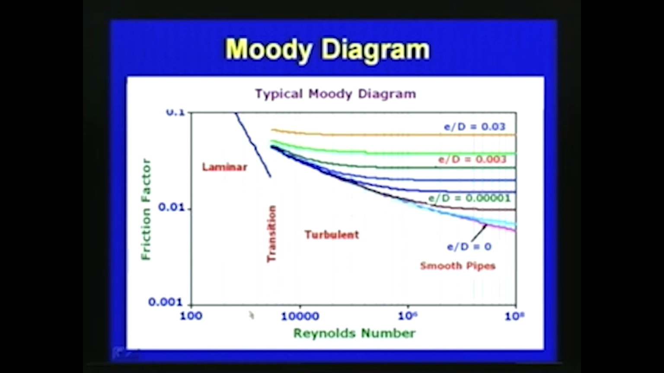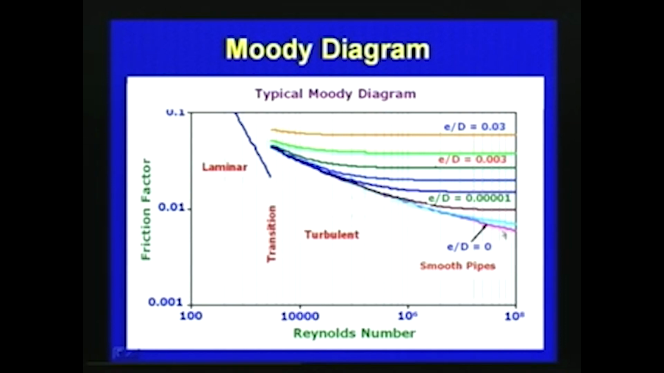Here on the x axis the Reynolds number is represented, and on this axis the friction factor is given, and here the curves are given for various E by D ratios, where E is the roughness height, the relative roughness E by D, D is the diameter, E by D equal to 0.03, like that for various values. For various roughness or E by D ratios and Reynolds numbers, the friction factor is given here. So, there is a smooth pipe range. Whenever E is almost 0, that means smooth pipe. So, here the E by D ratio is 0.